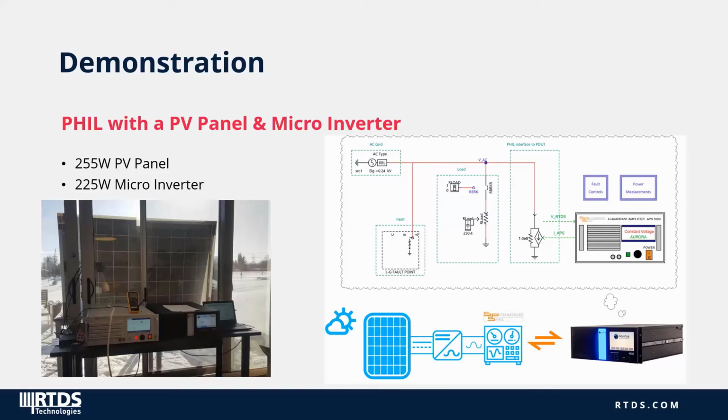What we'd like to do is have the PV panel absorb some energy from the sun, and inject the power through the microinverter and into this power system here. We can see that in today's demonstration, we're going to be using a 255 watt PV panel with a 225 watt microinverter. So you'll hear more about the details of this demonstration in the sections that follow.